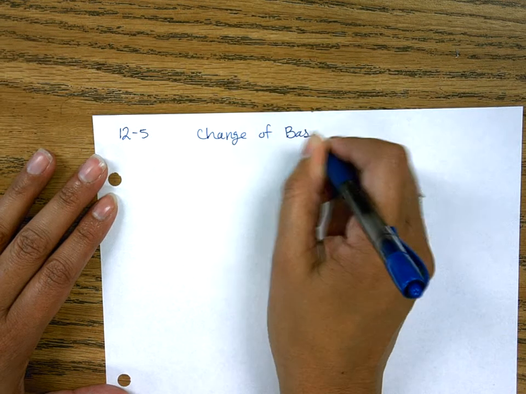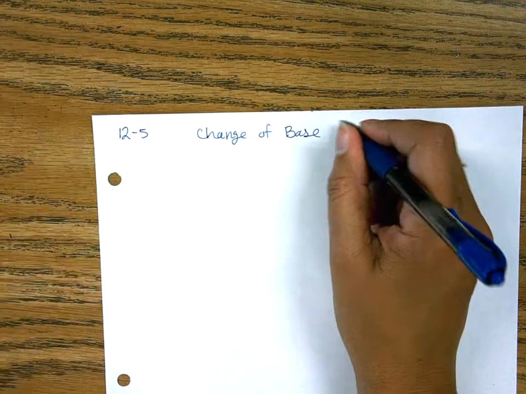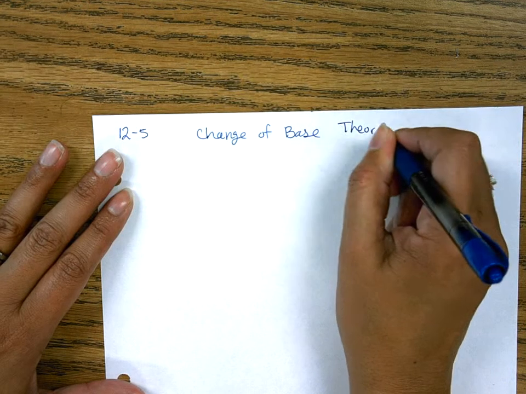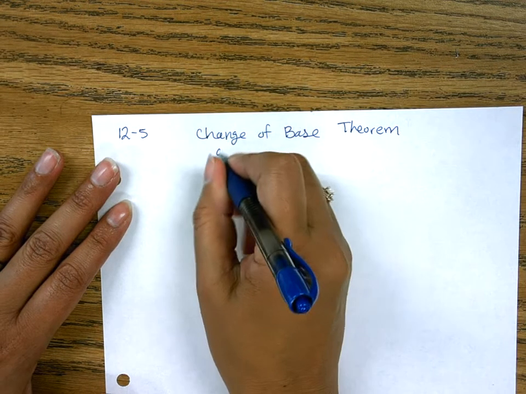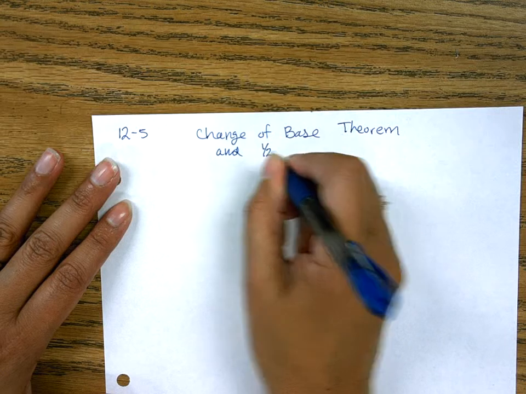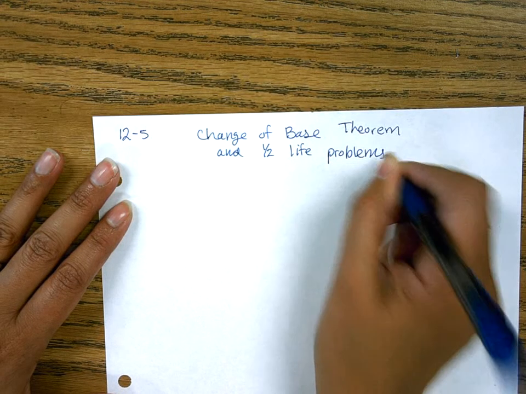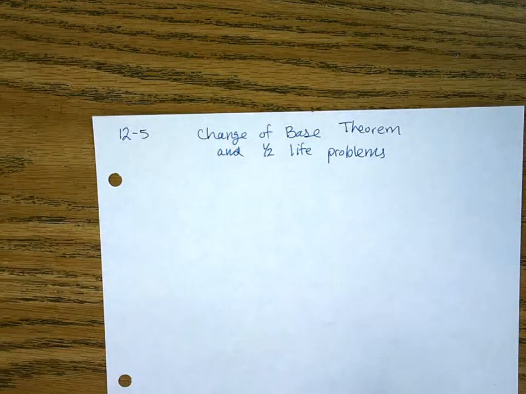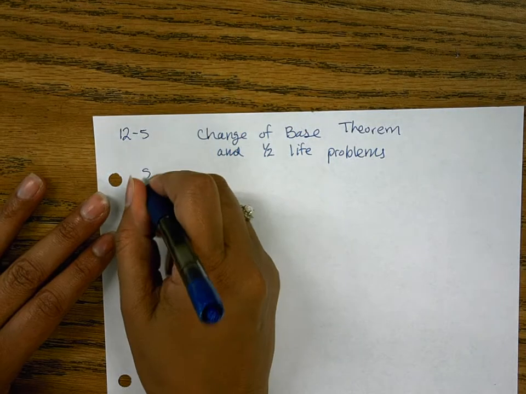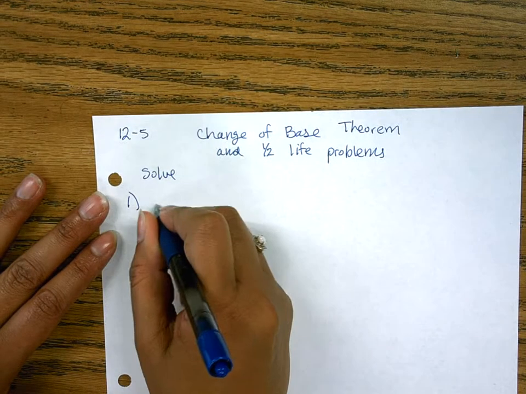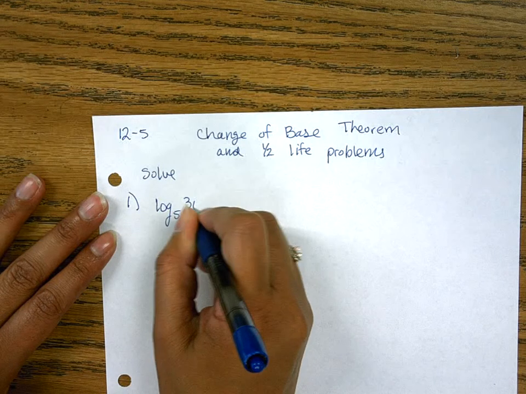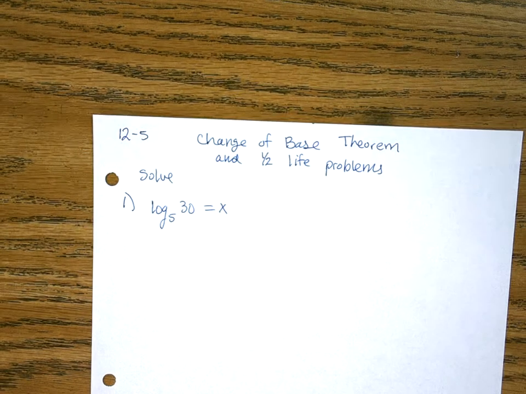Change of base theorem and half-life problems. Solve. Number 1. Log base 5 of 30 equals x.